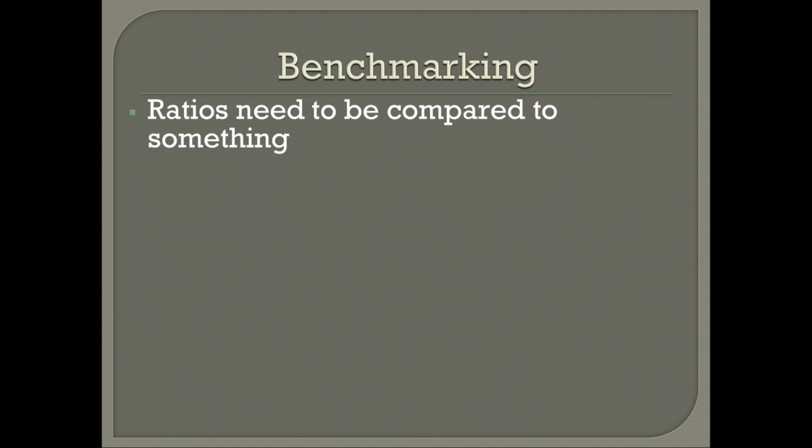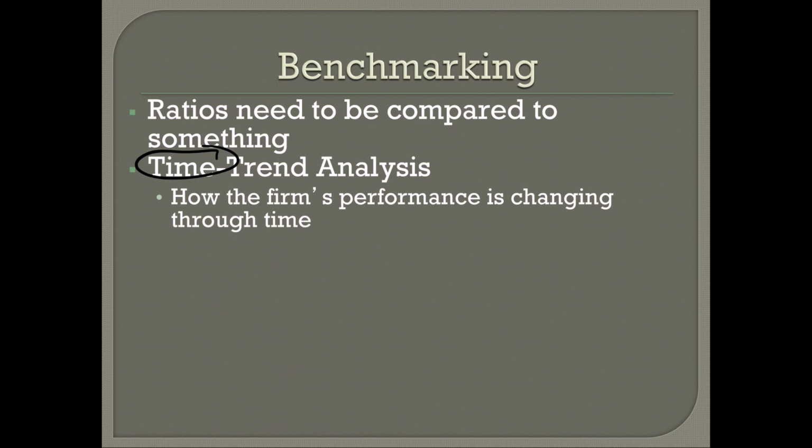So what are some different things that I can compare the ratios to? First would be a time trend analysis. Just like the phrase says, we are comparing ratios over some period of time. So how is the firm's performance changing through time? It has, again, internal and external uses, so you can evaluate a company's financial statements using these ratios and looking at increases or decreases in specific ratios to evaluate efficiency, profitability, etc.